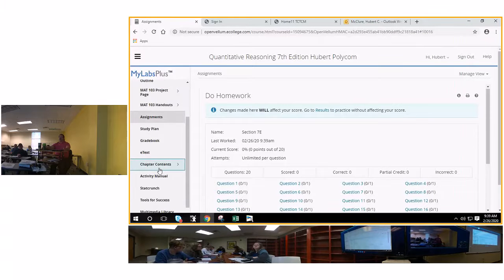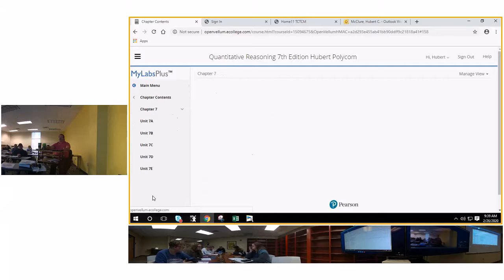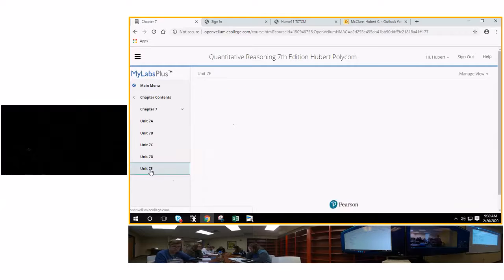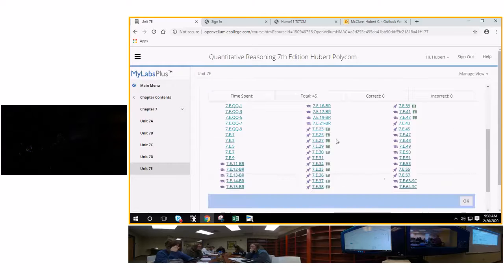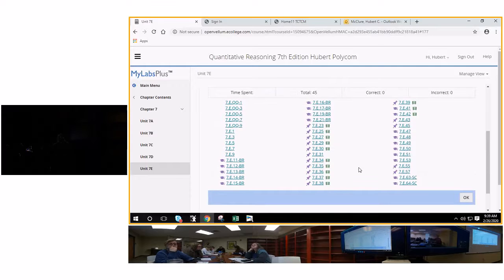Just a minute. I'll have to go to 7E. I'll have to go to the study plan because the teachers that make these classes, I'm in charge of trig and college algebra. I'm not in charge of 103 because I wouldn't do it, because this book sucks.